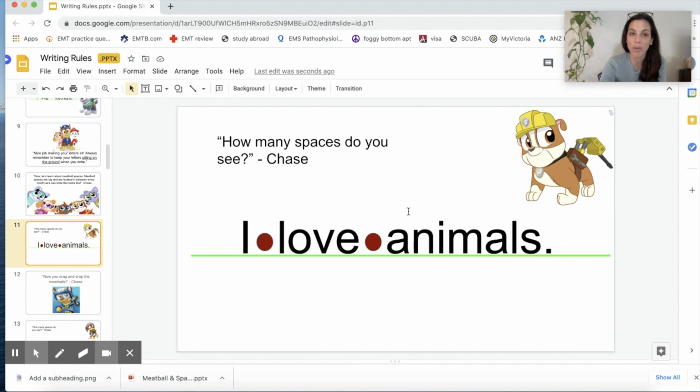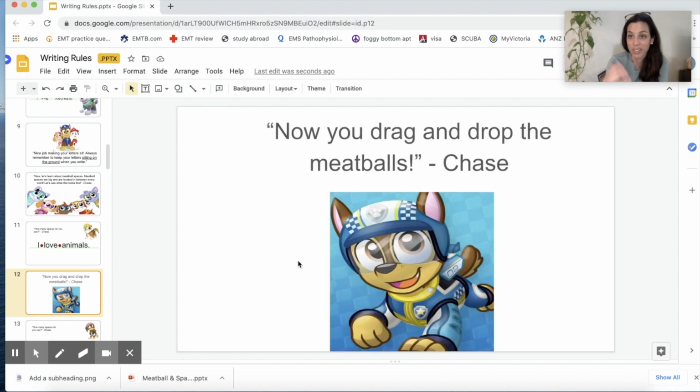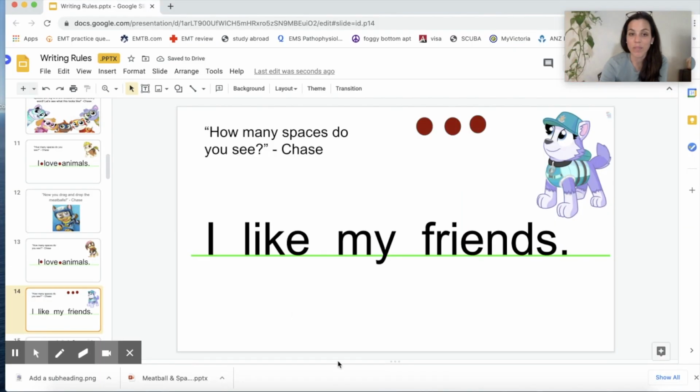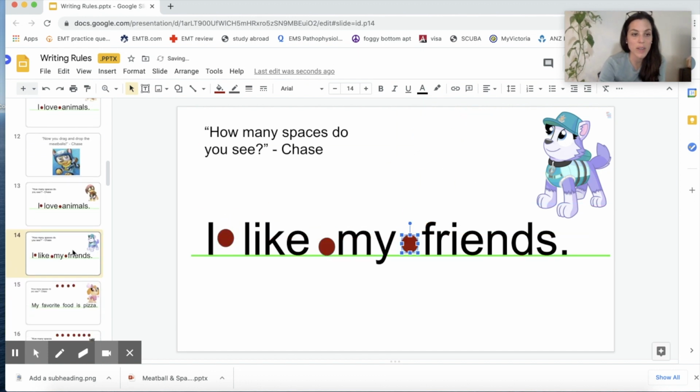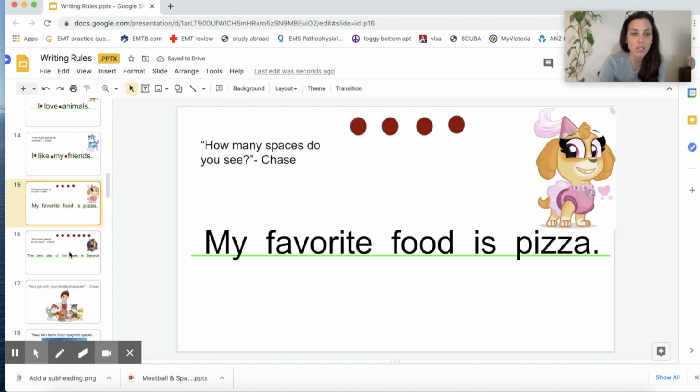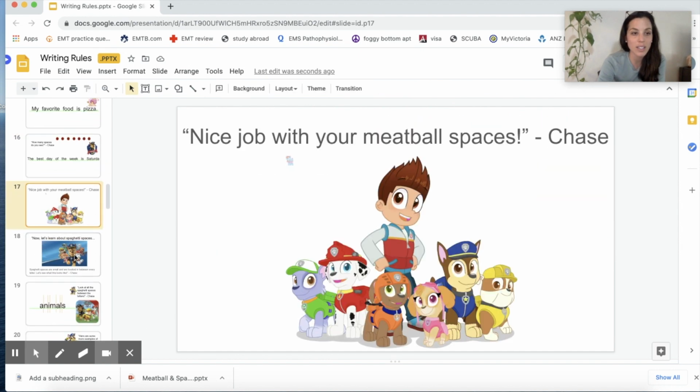So here's another example, and Chase is asking, okay, how many spaces do you see? And our student would say 2. And you would explain that the number of meatballs you see corresponds to the number of spaces there are. So whenever there's a space, there's a meatball there. Now Chase instructs our students, okay, now you drag and drop the meatballs. How many spaces do you see? Okay, 1, 2, 3. So your student would drag each meatball so it sits right between the words perfectly. So they have a couple opportunities to do that in longer sentences.